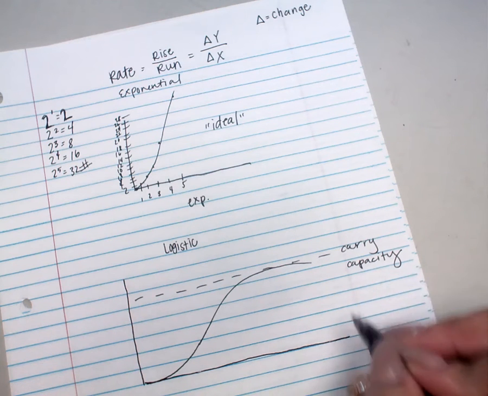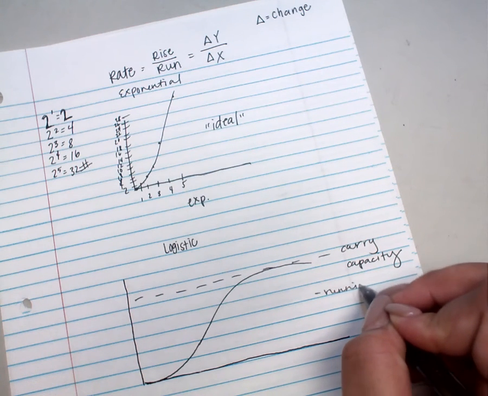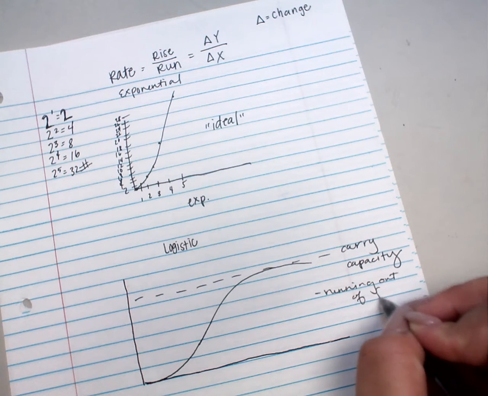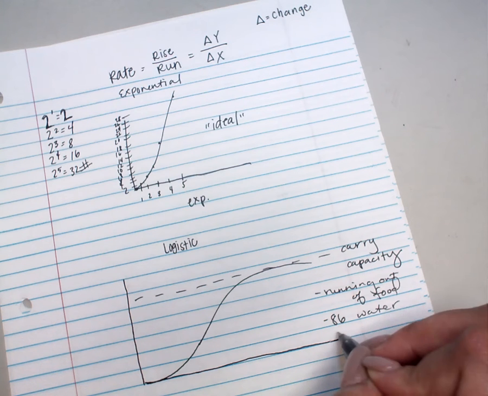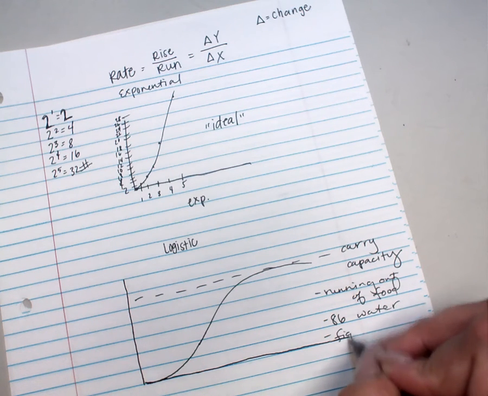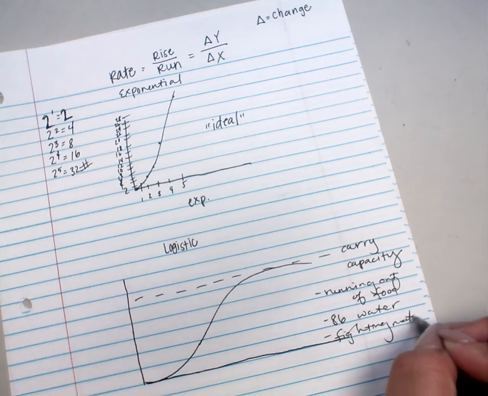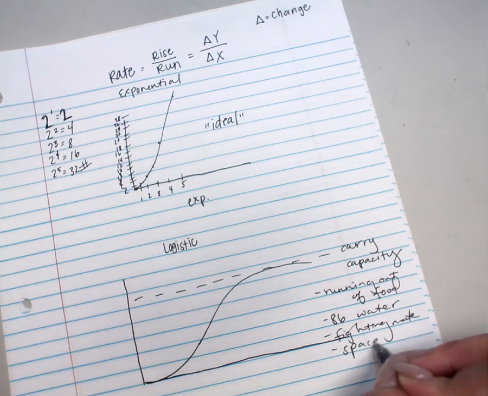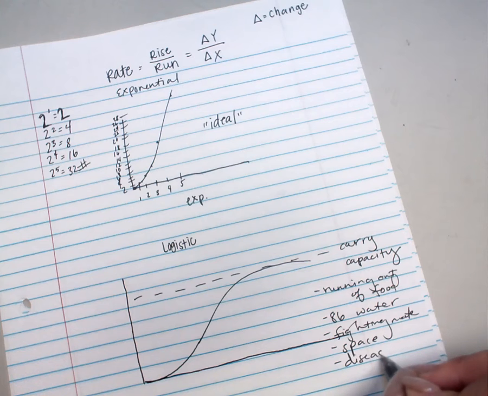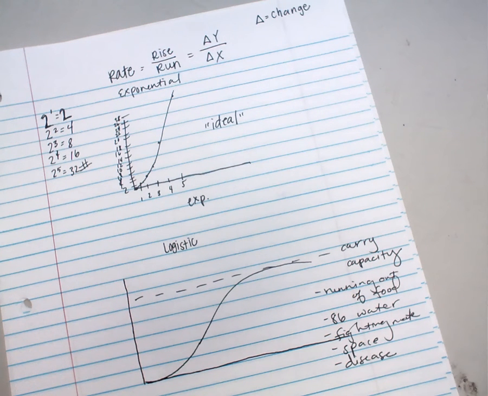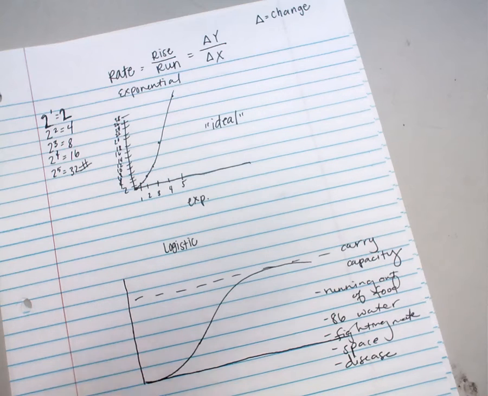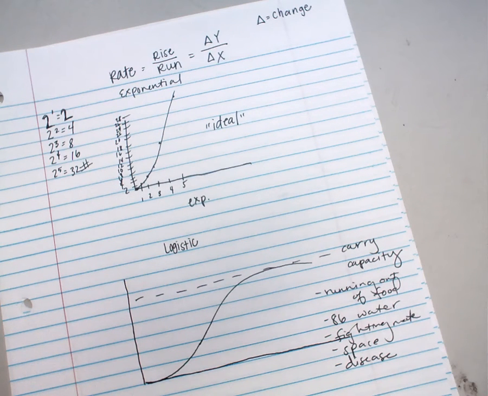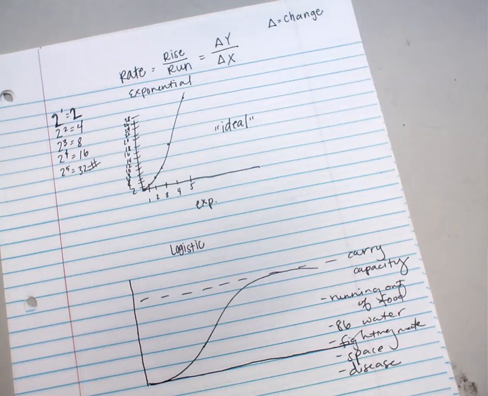And this can be affected by things like running out of food, running out of water, fighting over a mate, fighting over space, or disease. Now there are other things that create this carrying capacity that we've talked about, but those are just a couple of reasons why we can't just continue with this exponential growth that goes up and up and up and up. So that's how we know the difference between the two types of graphs that we're looking at.